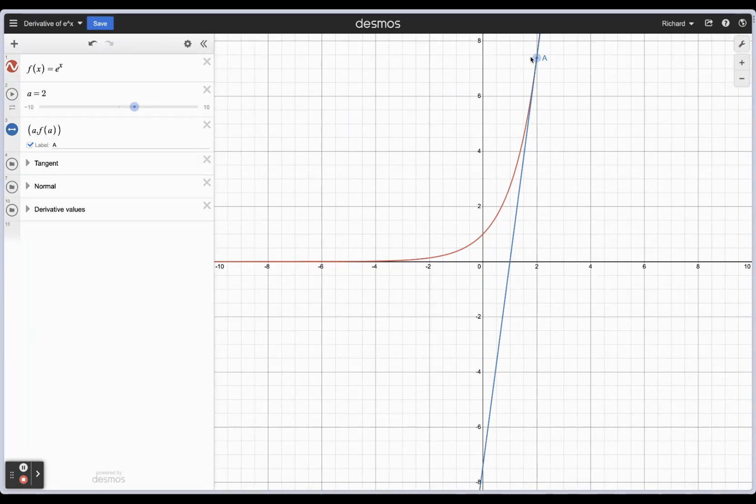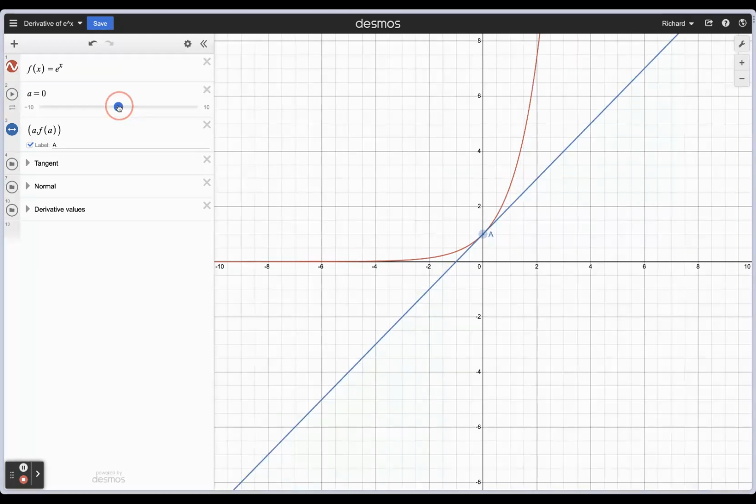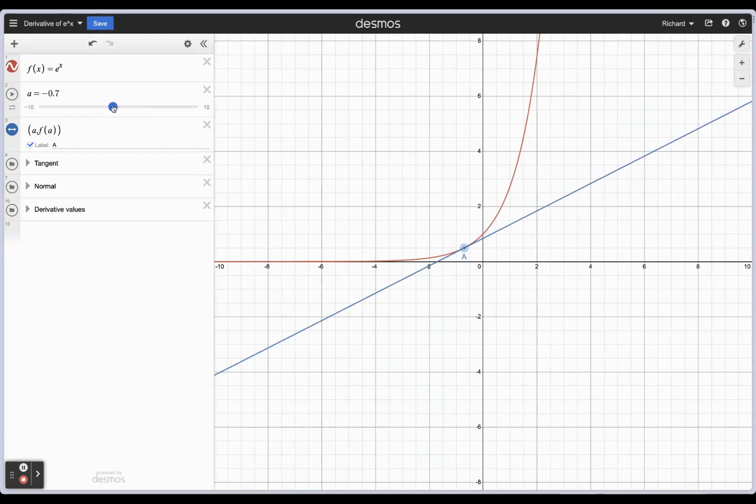Now the point here is e squared, right? Because a is equal to 2, so it'll be e to the power of 2. So it'll be 2.71828... squared. And when a equals 1, that would be 2.71828... to the power of 1, which is itself. And when a equals 0, we've got 1, of course. When a equals negative 0.7, we've got 2.71828... to the power of negative 0.7, etc., etc.